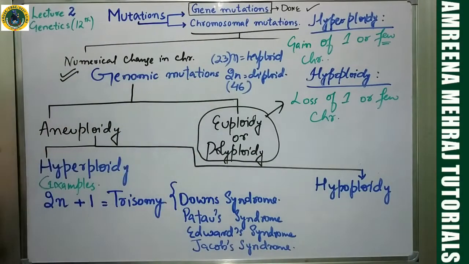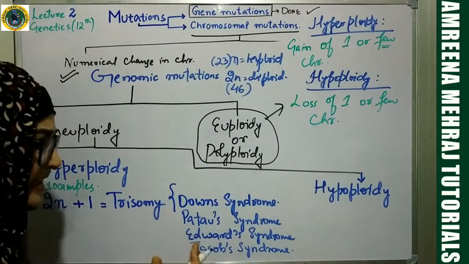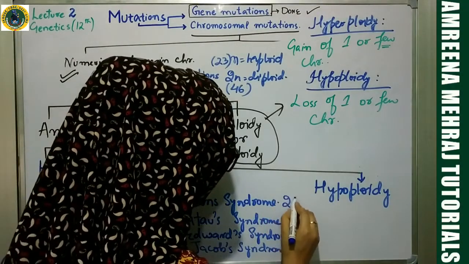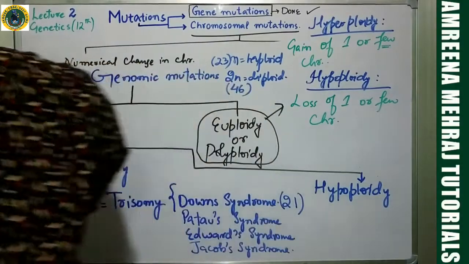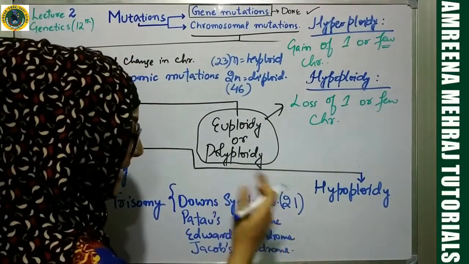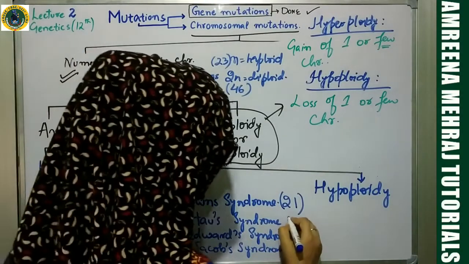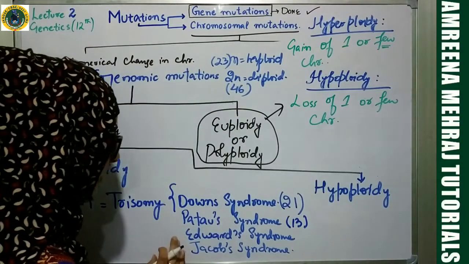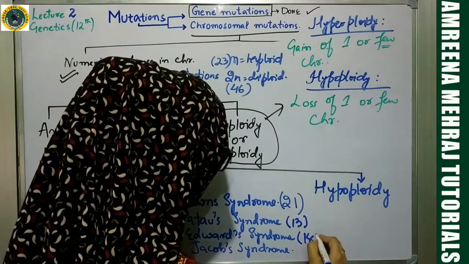Okay, these are some of the genetic disorders. Say, for example, in Down syndrome, you will see that in chromosome number 21 there is one additional chromosome. In Patau syndrome, there is an additional chromosome in the chromosome number 13 pair. In Edwards syndrome, there is an additional chromosome in chromosome number 18.